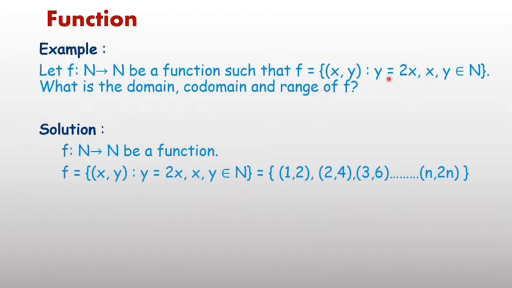So using the definition, first you have to write ordered pairs (x, y) with y equal to 2x. For different values of x we can find y. If x equal to 1, then the value of y is 2 times x, y equal to 2. x equal to 2, 2 times 2 is 4. x equal to 3, y equal to 6. x equal to 4, y equal to 8. x equal to n, y equal to 2n. The collection of all ordered pairs is written here.